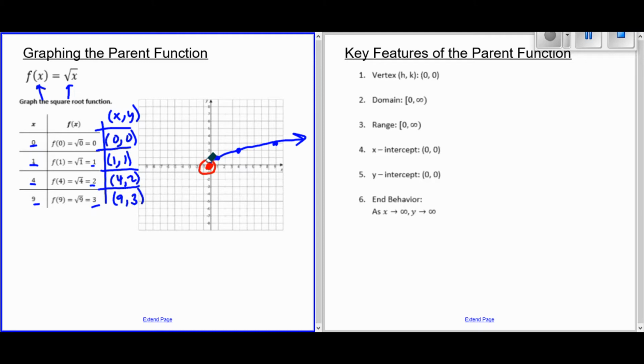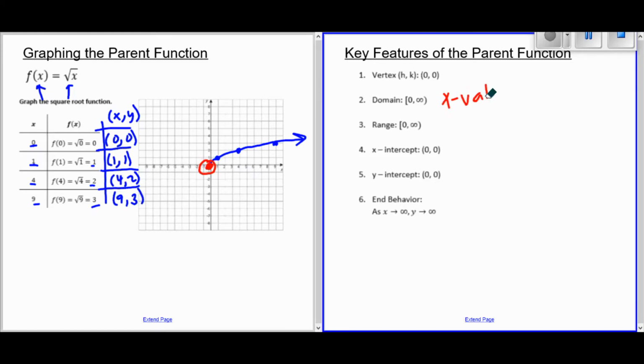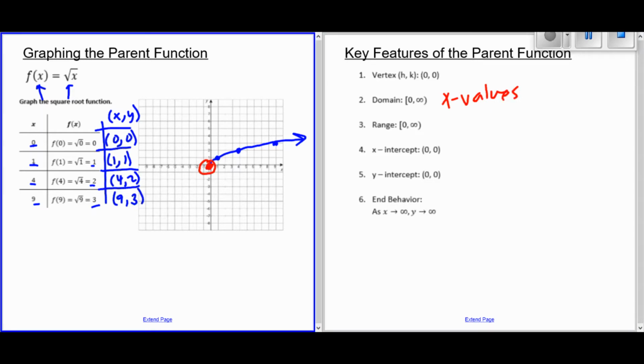The domain. Remember, domain has to do with x values. So if we look at our x-axis, if we start at our starting point, at our vertex, notice all the x's go to the right. Nothing on my graph goes to the left. So that means I'm starting at 0, that's the x value of my vertex, and I'm going all the way to infinity. I'm going all the way to the right.